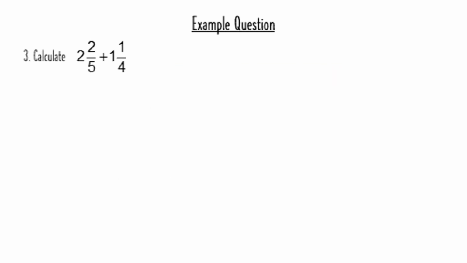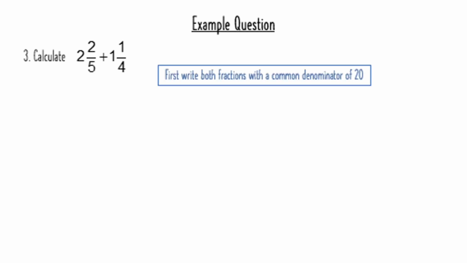Here we are adding two mixed numbers, 2 and 2/5 plus 1 and a quarter. So let's start. First we will write the fractions with a common denominator of 20. So to get from 5 to 20, you have to multiply by 4. Whatever you do at the bottom, you have to do at the top as well. So that means you have to take this 2 and multiply it by 4 as well, which gives us 8.